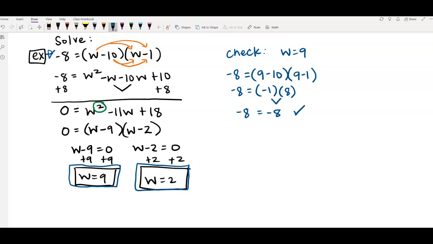All right, so always think about doing that check if you're feeling unsure. Is that the correct answer? Am I doing this right? You can always check those.